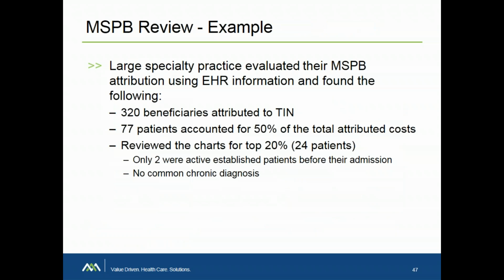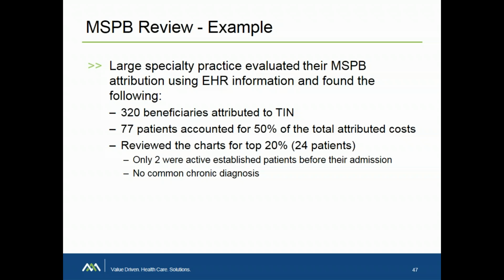The same specialty practices that evaluated their TPCC spreadsheet also did their Medicare spend per beneficiary spreadsheet, and they found that they had 320 attributed beneficiaries. 77 patients accounted for 50% of the total attributed costs. The practice reviewed the charts for the top 20% of patients on the list, which was about 24 patients. They found that only 2 of those patients were active established patients with the practice before their admission.